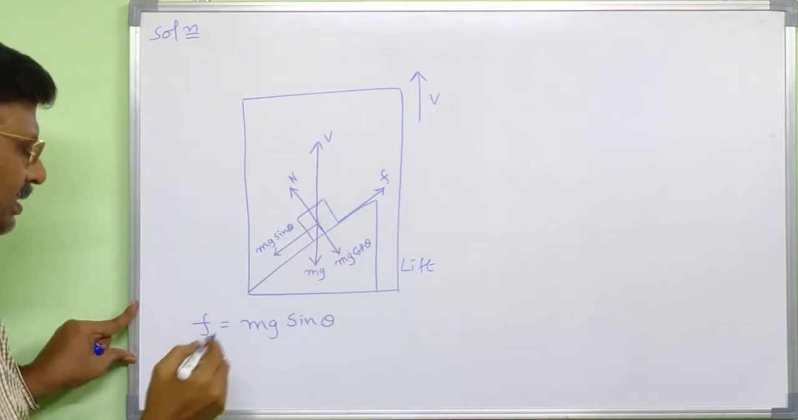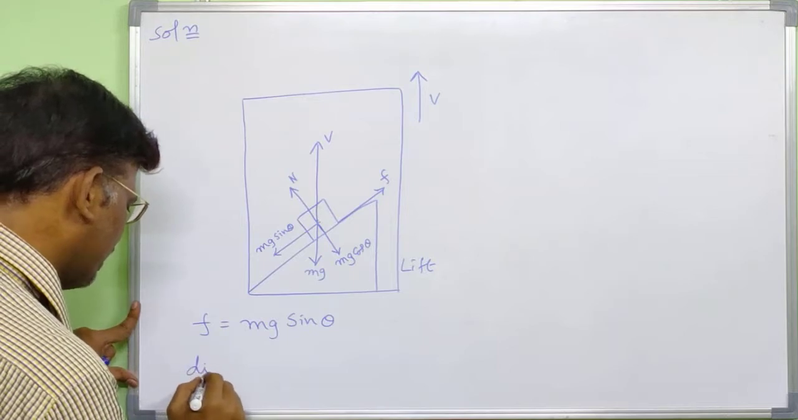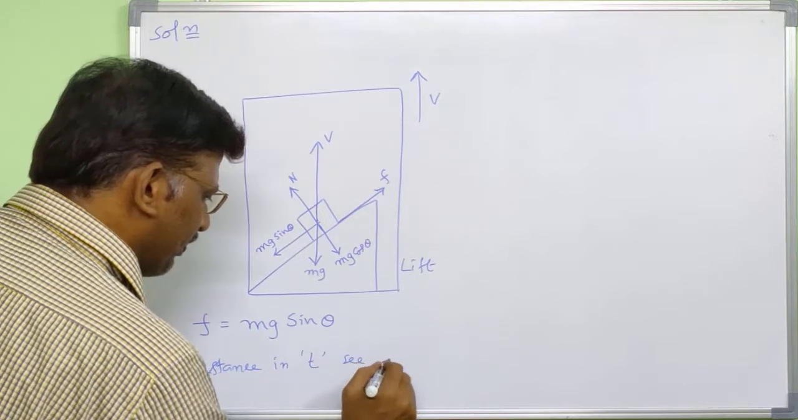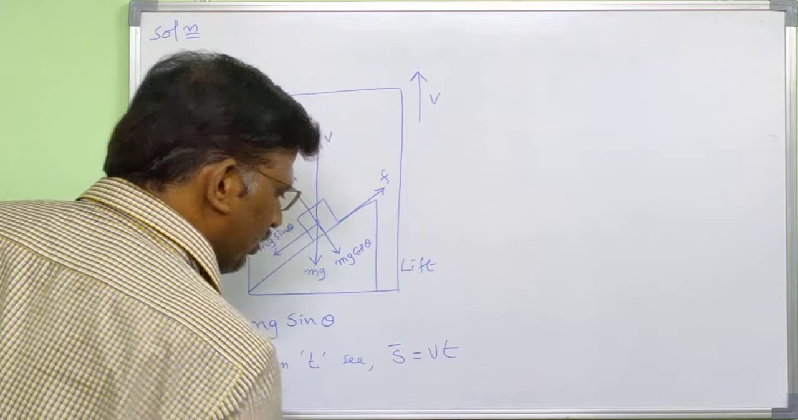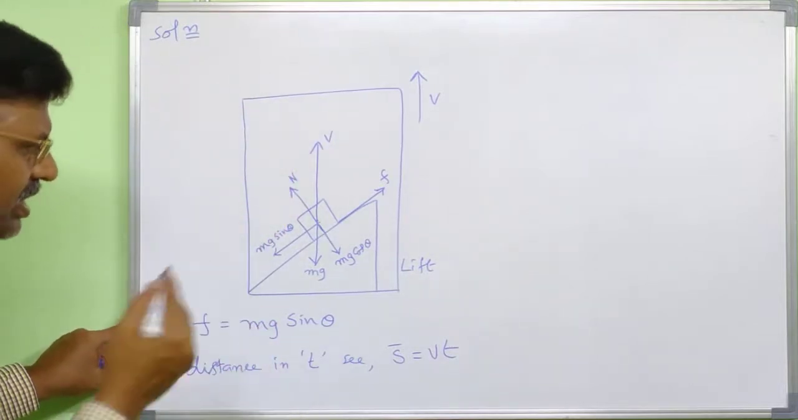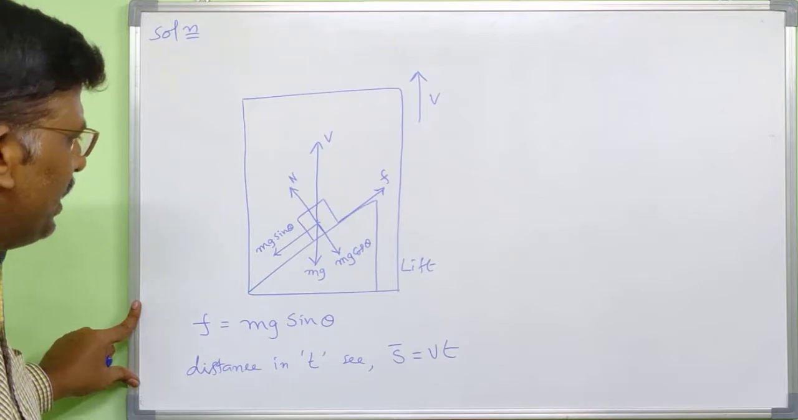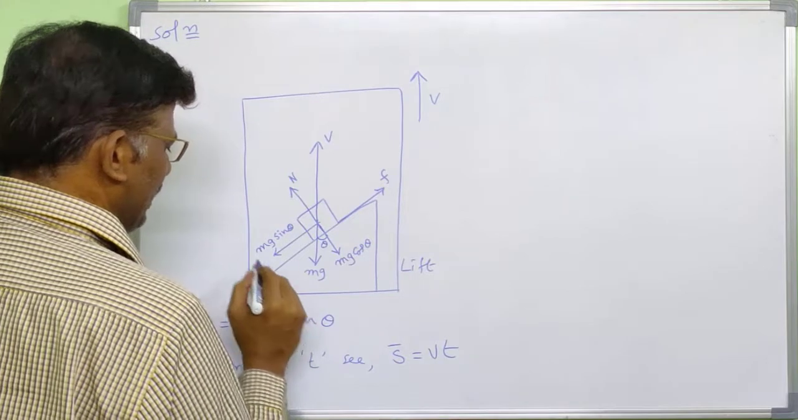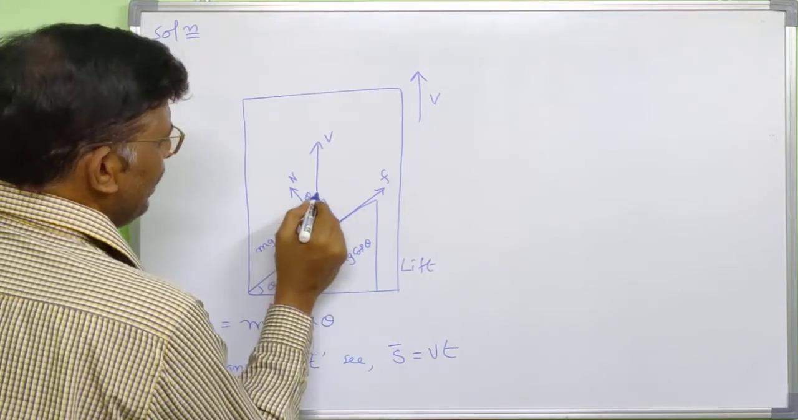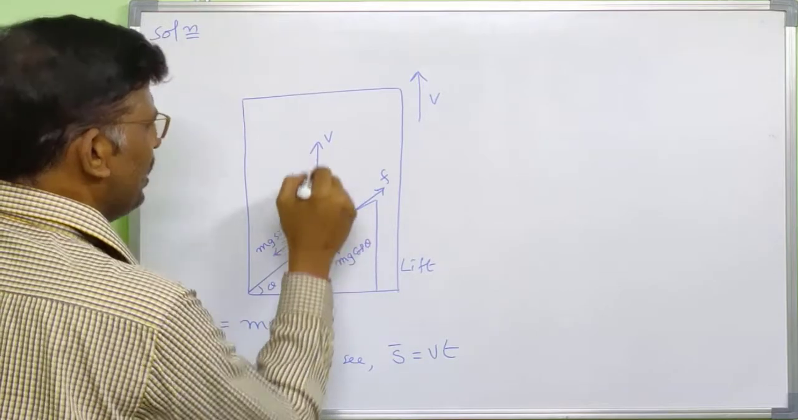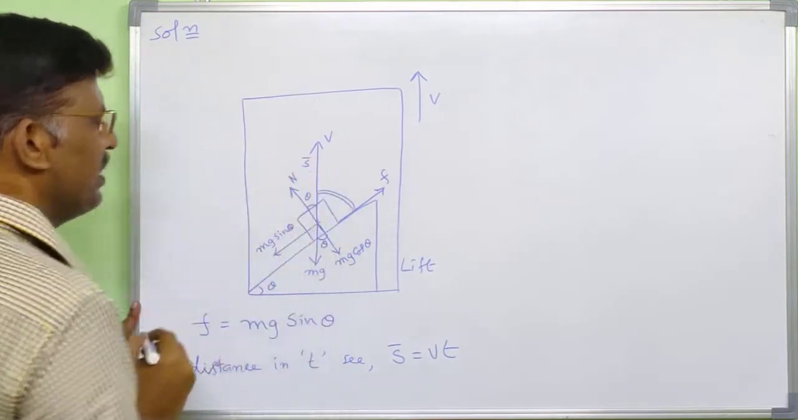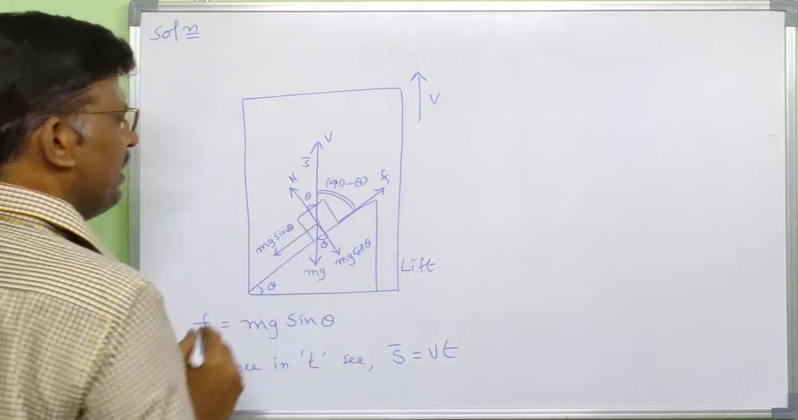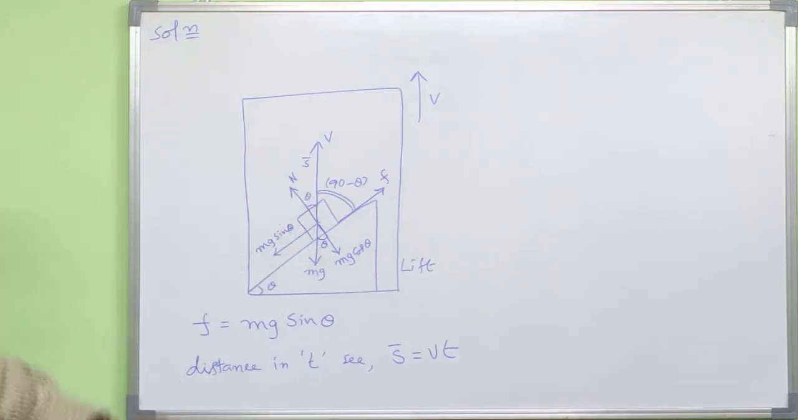Distance travelled in t seconds. Distance or displacement s bar is equal to v into t, velocity into time. See here, this is theta and here also this is theta. So opposite angle theta. The velocity and displacement are in the upward direction, so the angle between displacement and frictional force is 90 minus theta.